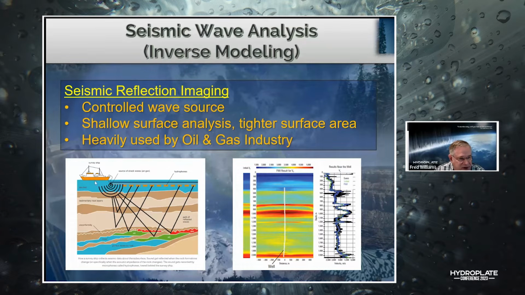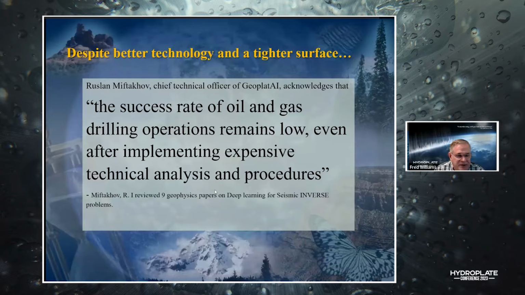And this is a survey ship looking for natural resources beneath the ocean. This is heavily used by the oil and gas industry, and it usually produces an output something like this. It takes a lot of work to get to this, and they'll often try to use borehole data to improve the accuracy. Despite the better technology and the tighter area, it's interesting that it's still a very difficult task.